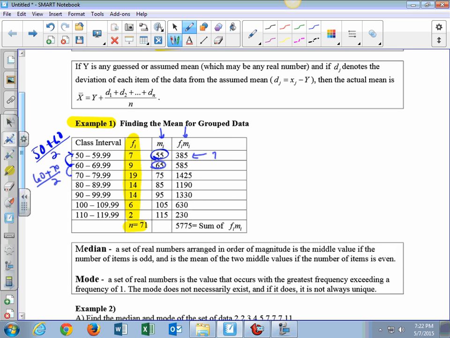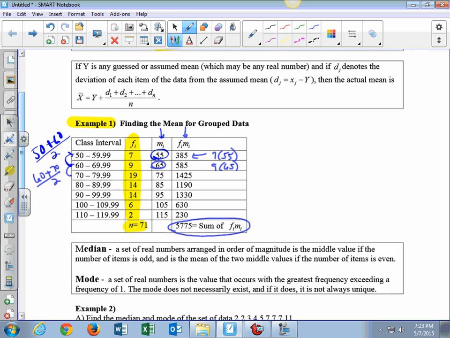To get that 385, I just took 7 times 55. And you can do that on your calculator, 9 times 65. And if you don't have a lot of numbers, it goes rather quickly just to punch them all up. And then you add all that column up to get 5,775 for the sum of the frequency times the midpoints.